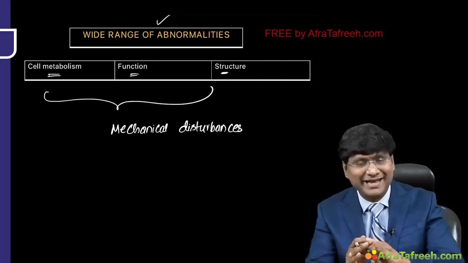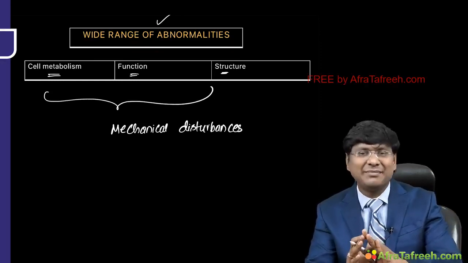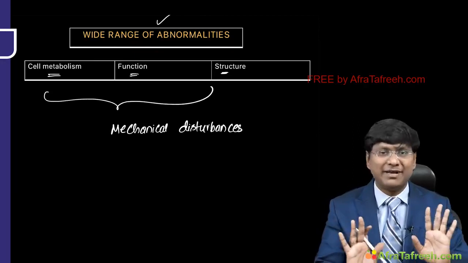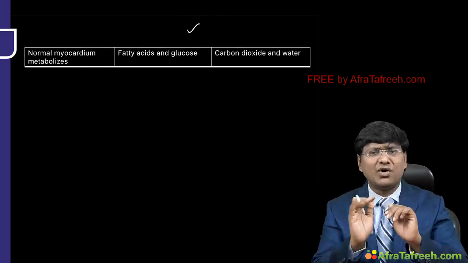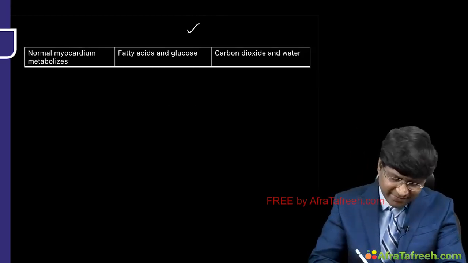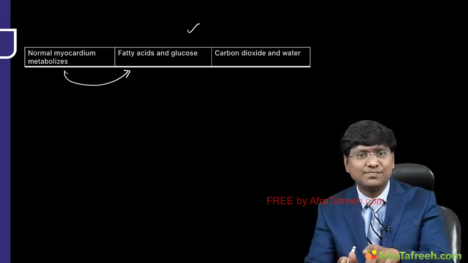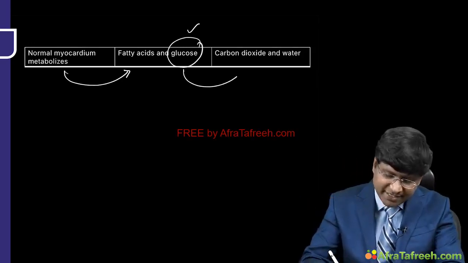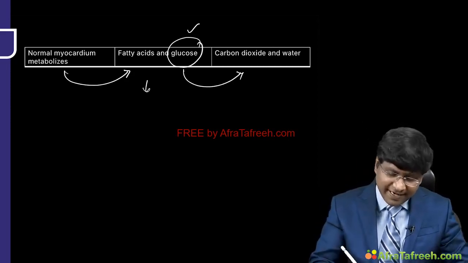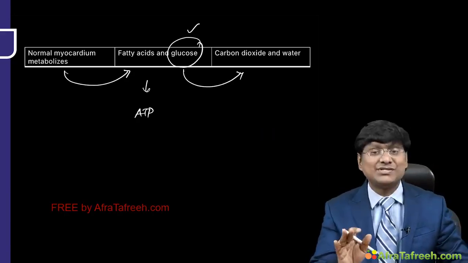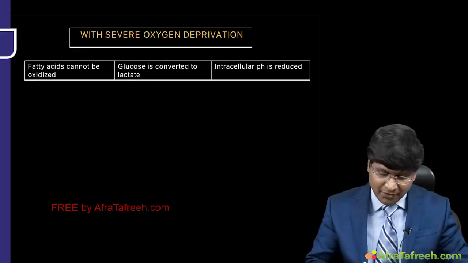So I said you have mechanical abnormality, you will have electrical abnormality, you will have biochemical abnormality. So mechanical abnormality we are done. Now you take the biochemical abnormality. So you take the normal myocardium. Normal myocardium metabolizes the fatty acids and as well as glucose. And this particular glucose is metabolized to carbon dioxide and water. So because of the metabolism of the fatty acids and glucose, there is synthesis of the high energy phosphate, that is ATP.